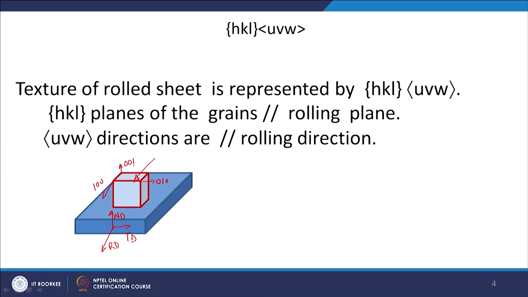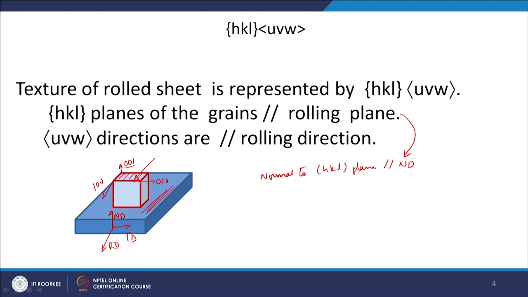If I want to represent the orientation of this particular unit cell, I won't call it texture right now, it is the orientation of this particular grain in which the unit cell is oriented like this. As we have said, the H-scale plane of the grains is parallel to the rolling plane. This is my rolling plane, and the plane parallel to this rolling plane is the 001 plane. Or you can also say that the normal to this particular plane is 001, and that is parallel to ND. So either you can say this, or you can say the normal to the H-scale plane is parallel to ND. These two statements are the same.